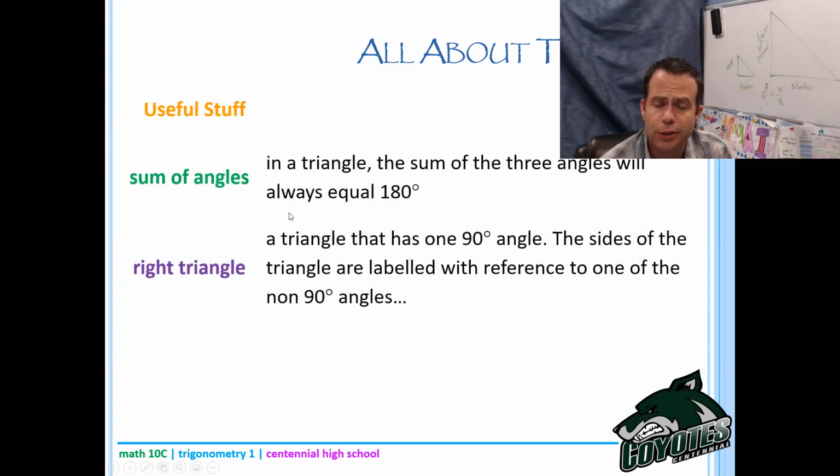The sum of angles in a triangle is always 180 degrees. And a right triangle is a triangle that has one 90-degree angle. What do you call a triangle that has two 90-degree angles?